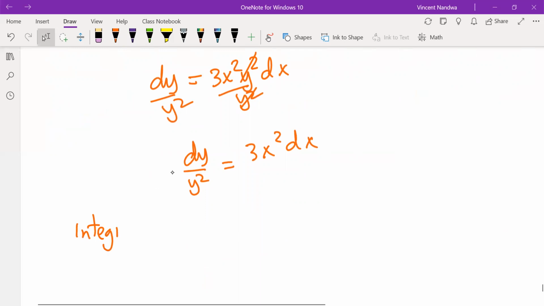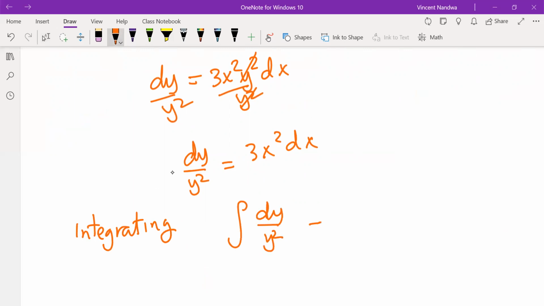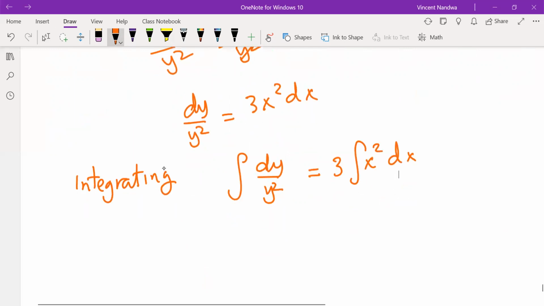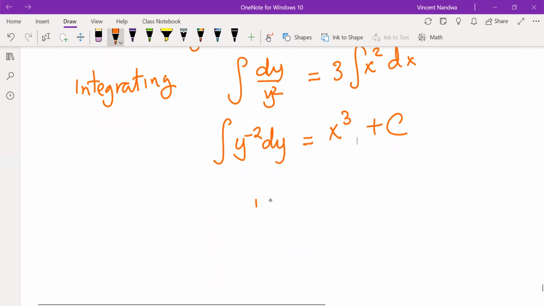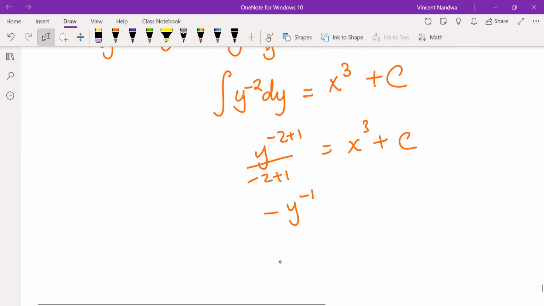So integrating, I have the integral of dy over y squared equals 3 times the integral of x squared dx. Now this is the same as the integral of y raised to negative 2 dy equals x to the power 3, plus c. So integrating this, we have y raised to negative 2 plus 1, equals x cubed plus c. So it will be negative y to the power negative 1 equals x cubed plus c.